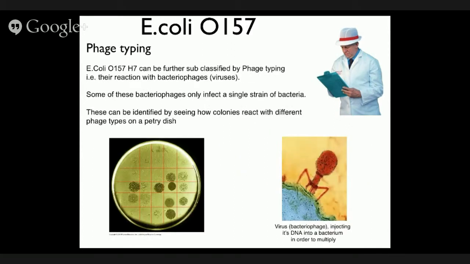Phage typing. E.coli can be further subclassified by phage typing, i.e. their reaction with bacteriophages, which are viruses. Some of these bacteriophages only affect a single strain of bacteria. These can be identified by seeing how colonies react with different phage types on a petri dish.